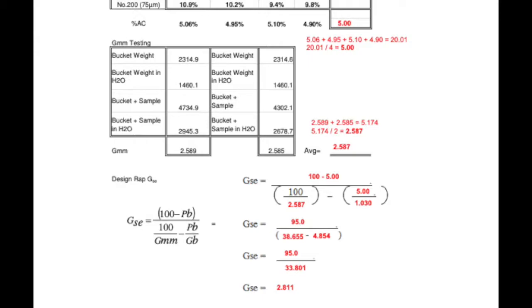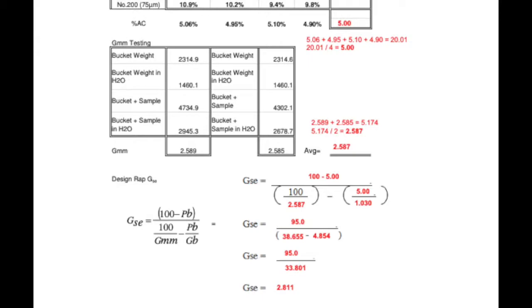Now the table in the middle of the page is our GMM. We actually ran a rice test, 2 of them, on our RAP. So our first test, we have a 2.589 GMM. On our second test, we got a 2.585 for that test. So let's add those 2, we'll divide by 2, and our average is a 2.587.